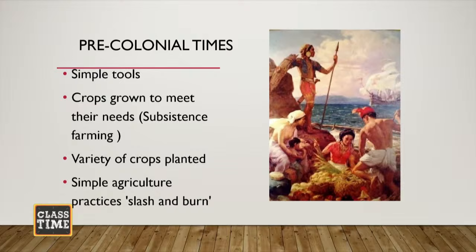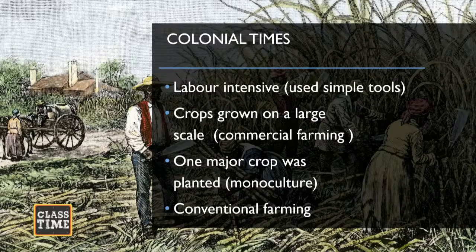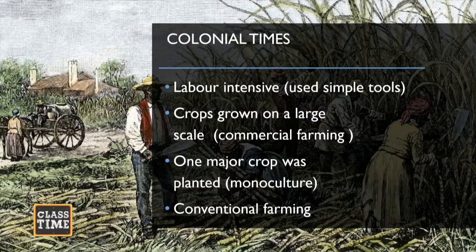Then Columbus came. So we move into our colonial time, where at this time the labor force grew. Because remember, we said before, they wanted to generate wealth for themselves. So they created a large labor force, but they used simple tools. 2. In the colonial time, they practiced commercial farming, which is growing crops on a large scale. And they practiced growing just one major crop at a time.